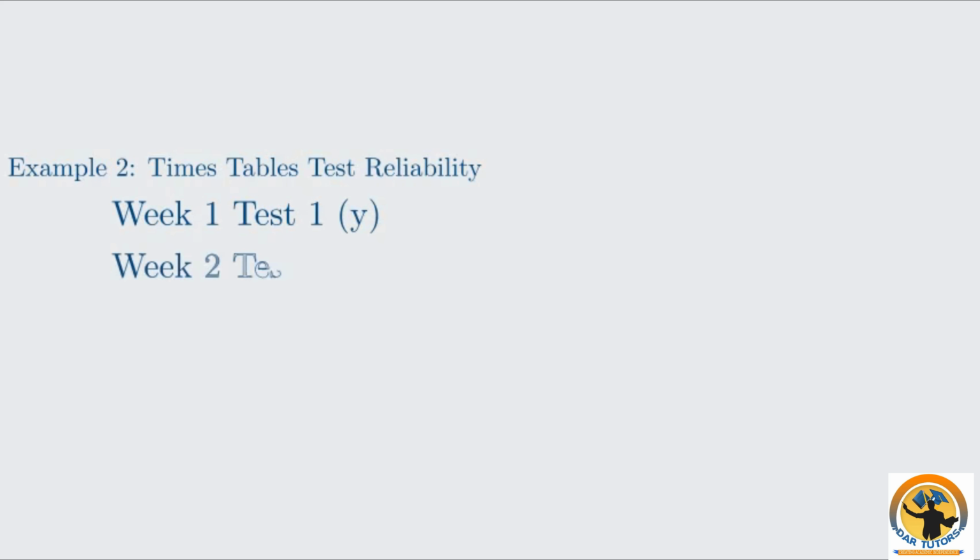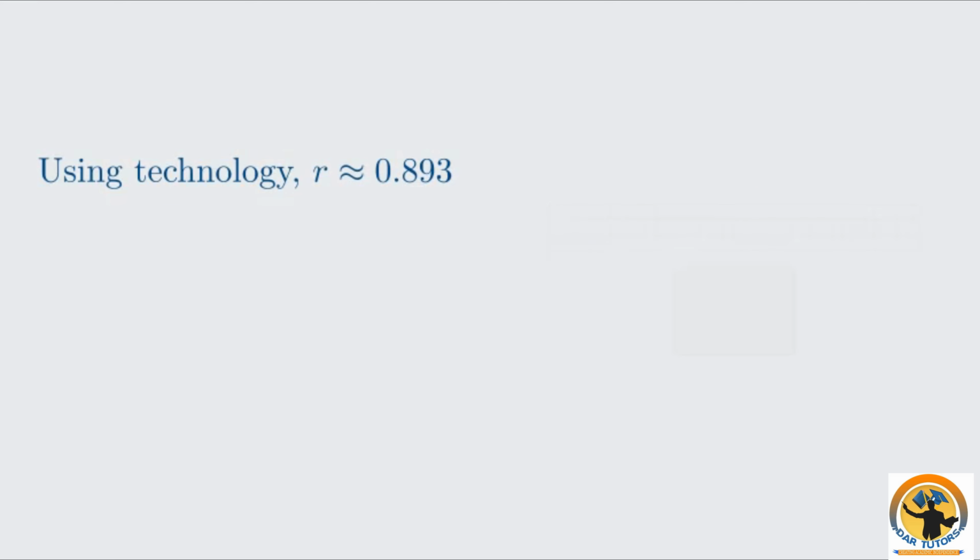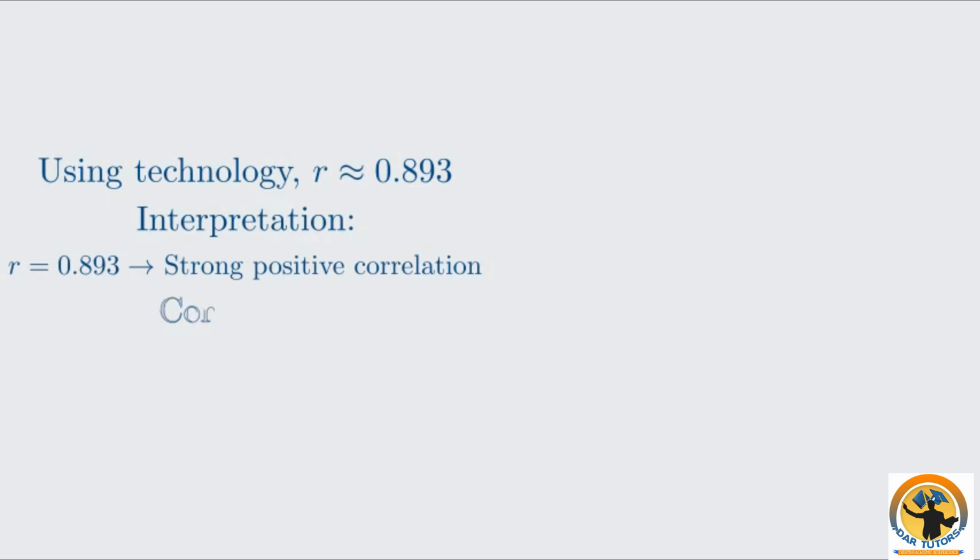Let's look at an example of parallel forms reliability. Imagine a teacher gives a random times tables test to their class one week, and then another random test the following week. This is an example of parallel forms reliability, as the tests are different but of the same type and difficulty. To check the test's reliability, we would calculate the Pearson's R between the week 1 scores and the week 2 scores. Here, a calculator shows that the correlation coefficient R is approximately 0.893. This value, close to 1, indicates a strong positive correlation.